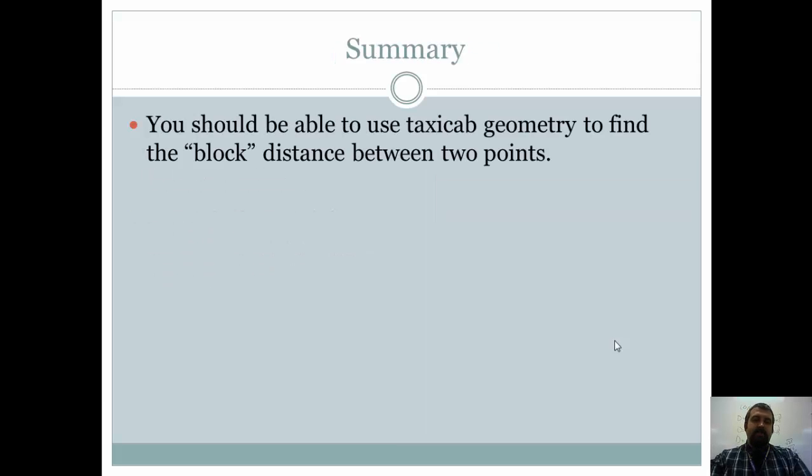And at this point, you should be able to use taxicab geometry to find the block distance between 2 points. I know this is a short section. It's also worth the least amount of points, so I don't feel bad going over this very little. If you have more questions, feel free to ask me, but basically you're just counting the number of blocks you have to go somewhere. The shortest distance doesn't have to be straight horizontal and straight vertical. It can be a weird path. However, it should be the same length as going straight horizontal and straight vertical.